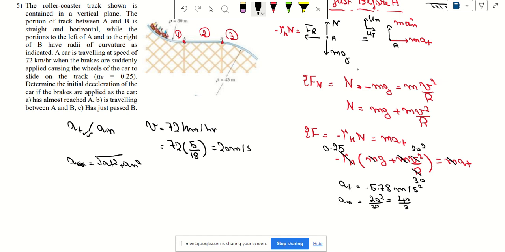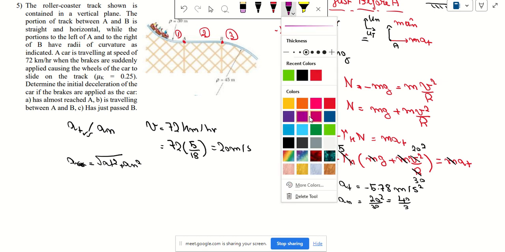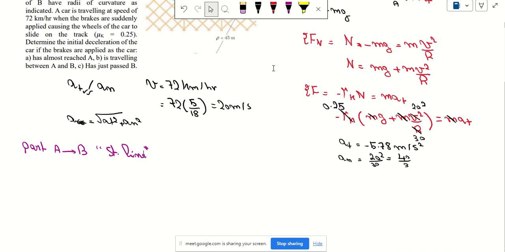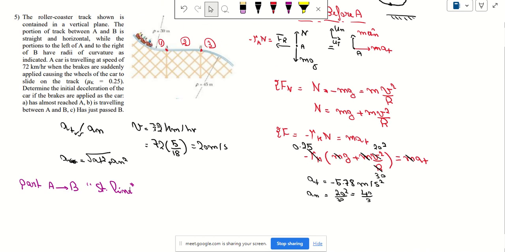The second part is, let's take the green one, the magenta one. The sport from A to B, and this one is a straight line. So let's start with our free body diagram. Again, I will zoom out in order to see this one. We'll have, again, this is M, this is N, and this is the friction force.